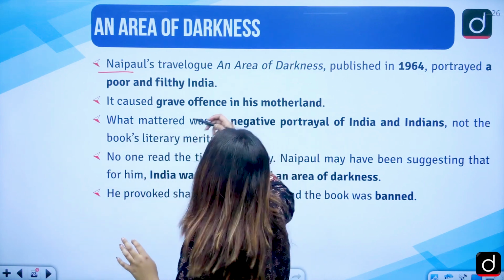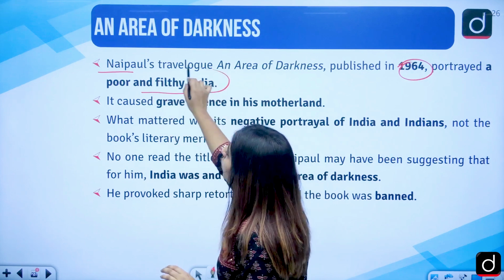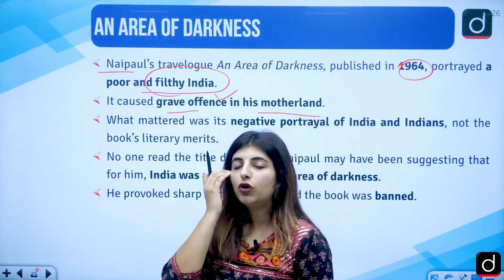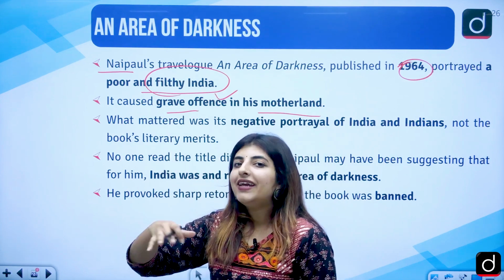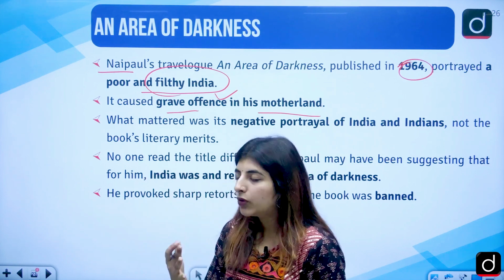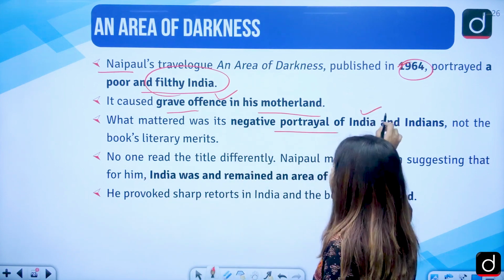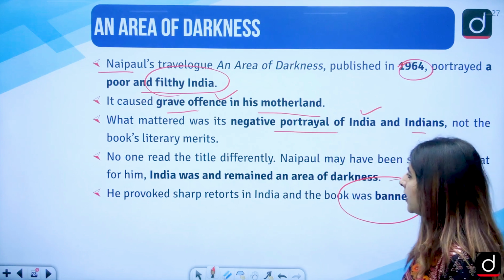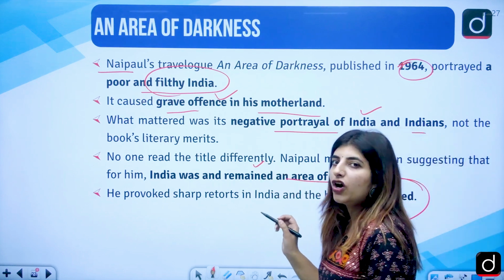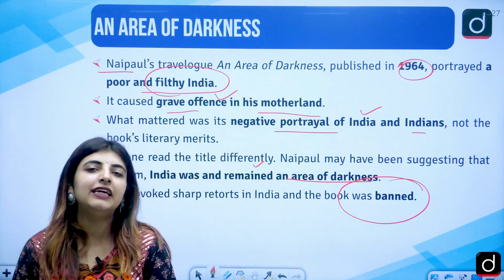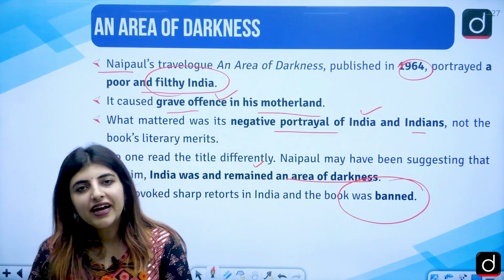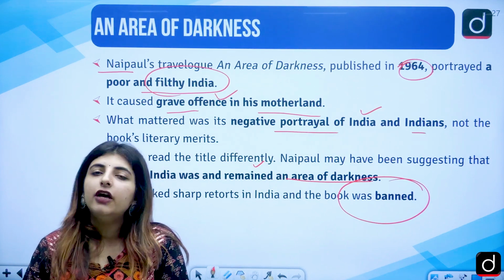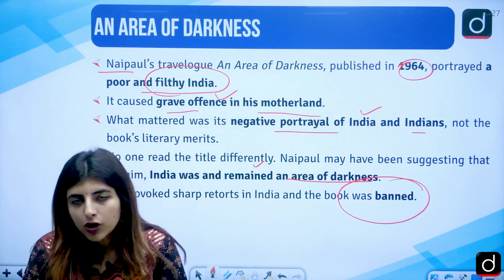So he wrote this in 1964, right? Portrait of a poor and filthy India. It caused grave offense in his motherland, which means India only. When things were getting a little out of hand, with the negative portrayal, the book was banned. India was and remained an area of darkness. This was what Naipaul was saying in his work, the portrayal of India in a negative stance. As I already told you, that Indians are not good, and so on and so forth. If you read this particular travelogue, you will come to know.